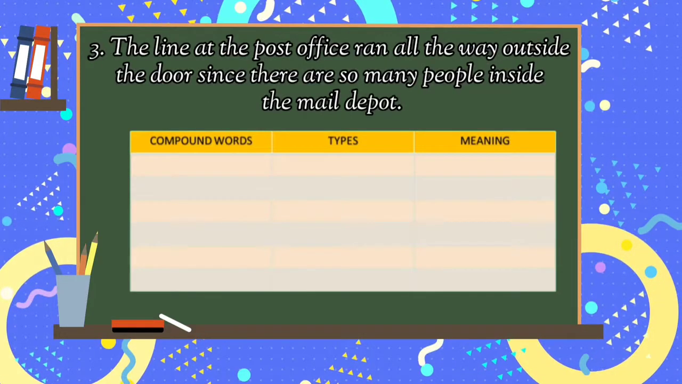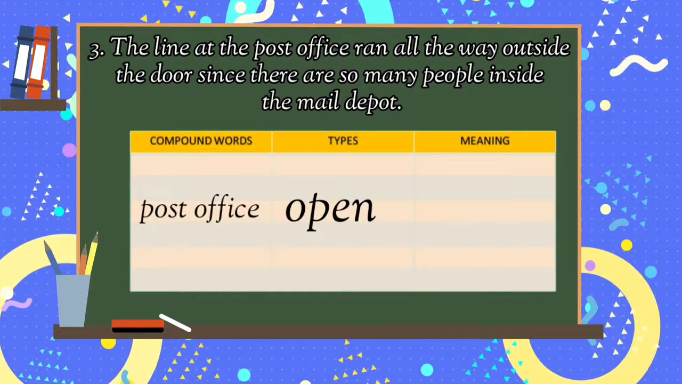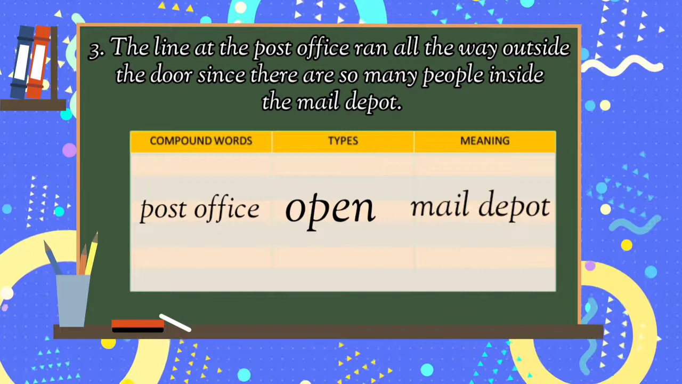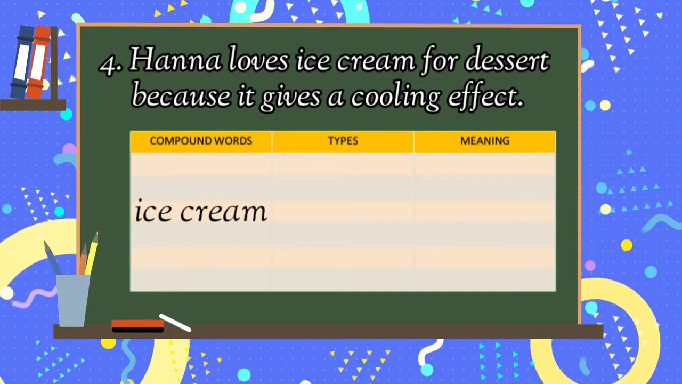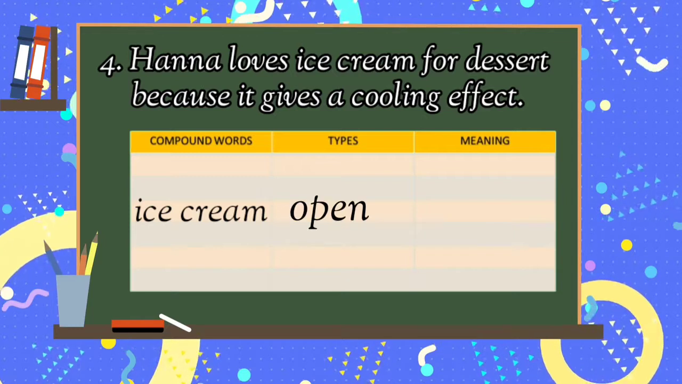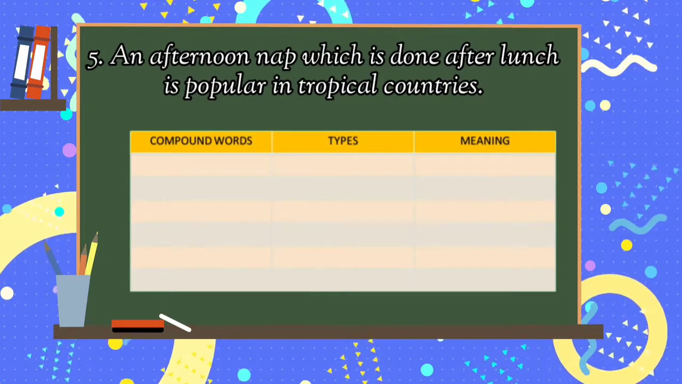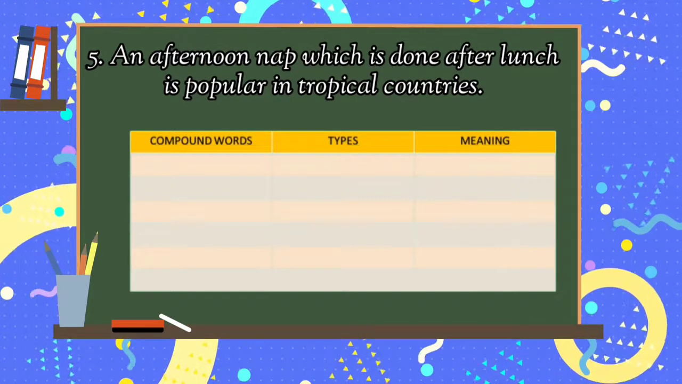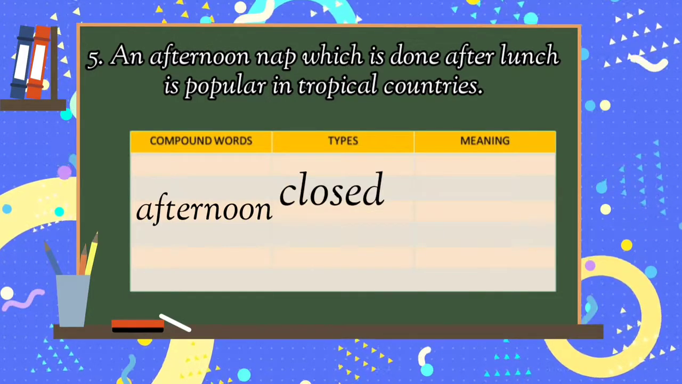On number 3, the answer is post office. Post office is an open compound word and it means a mail depot. On number 4, the answer is ice cream. Ice cream is an open compound word. Ice cream means dessert. And lastly, on number 5, the answer is afternoon. Afternoon is a closed compound word. Afternoon is after lunch. Did you get all the correct answers? Wonderful! Keep it up, kids!